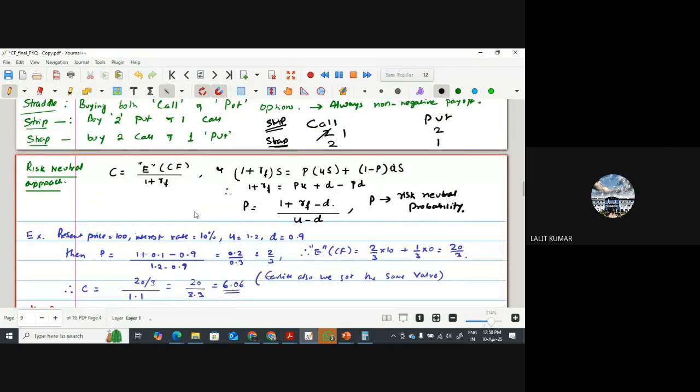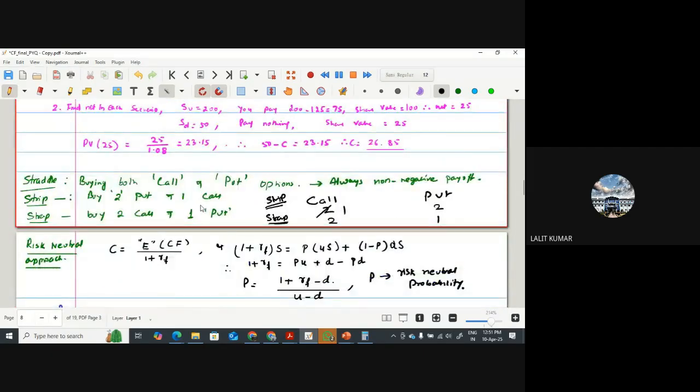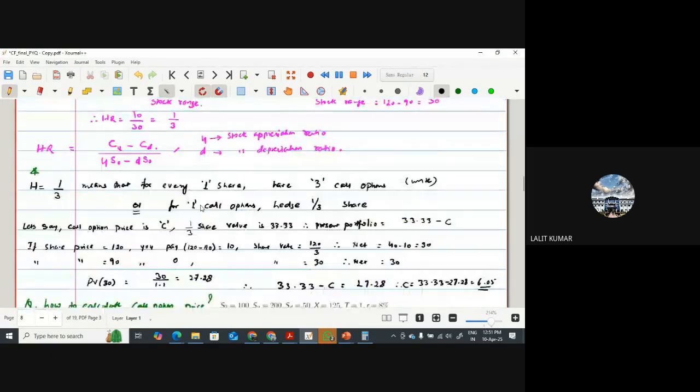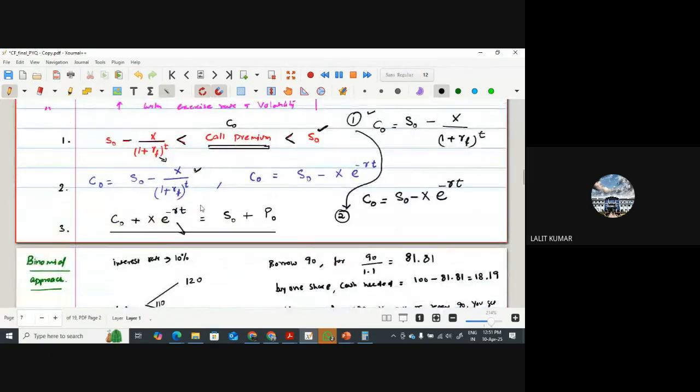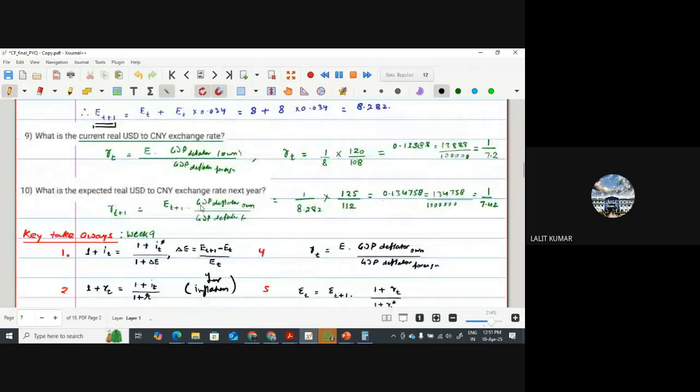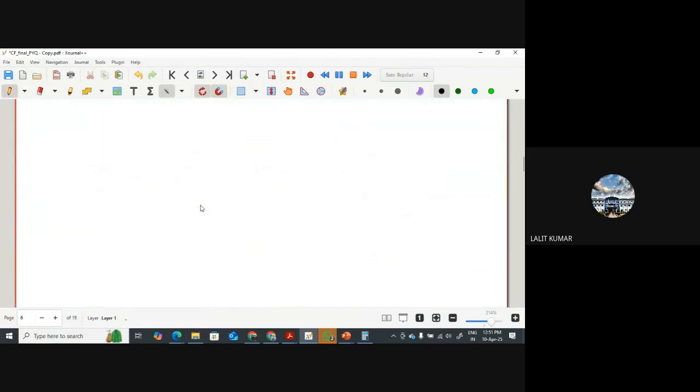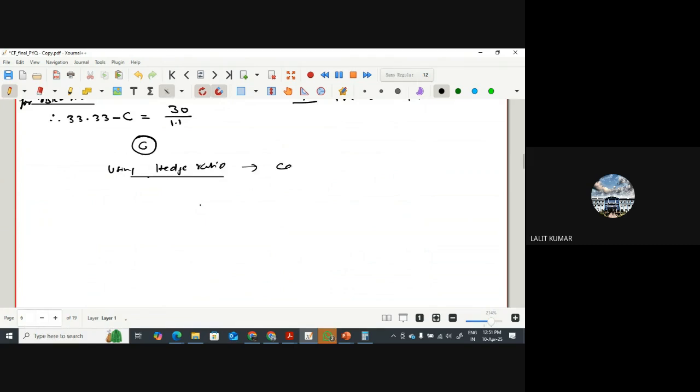Now, there are certain other formulas also in this. This was the first approach which I covered to calculate the call price. There are many approaches to calculate the call price. First is using the hedge ratio. Using the hedge ratio, you calculate the call premium.